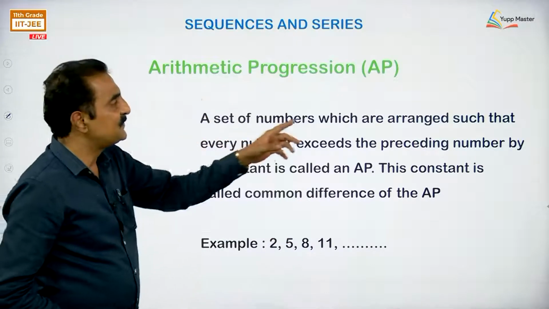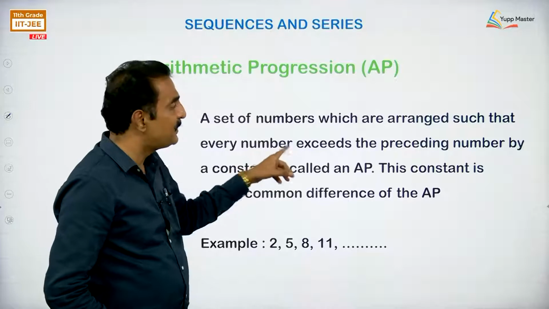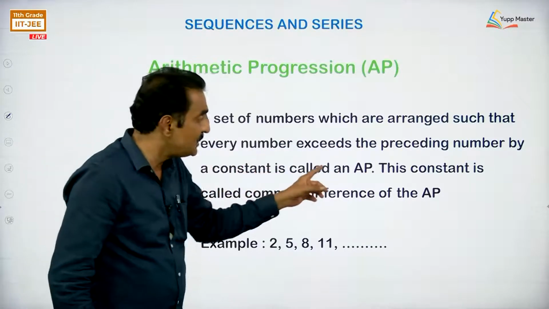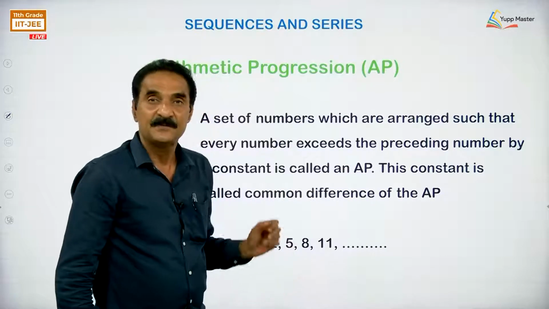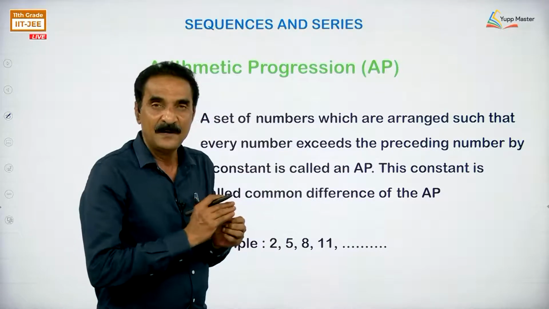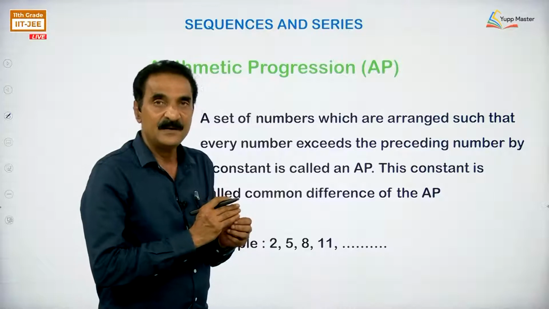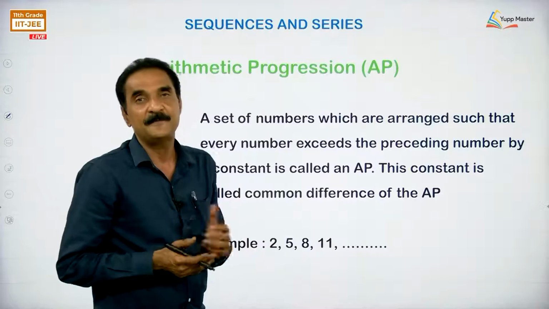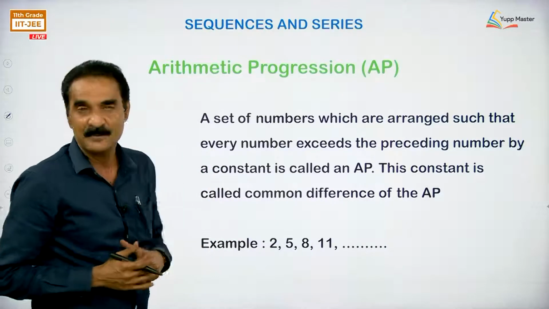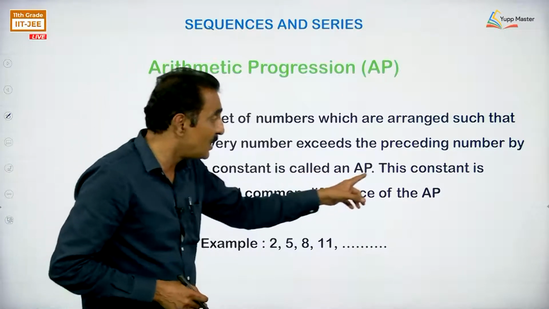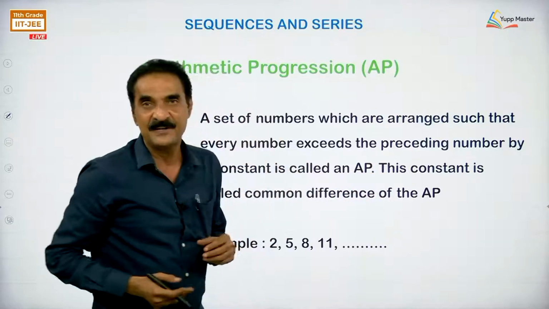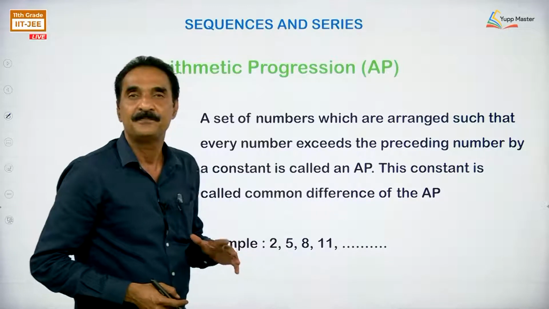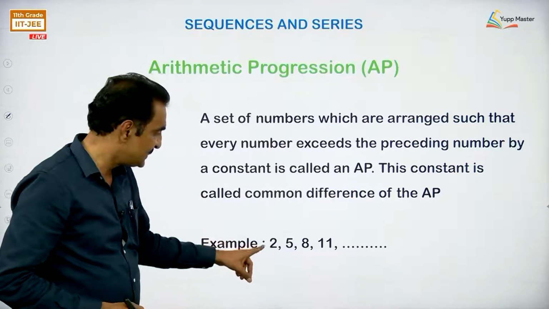A set of numbers which are arranged such that every number exceeds the preceding number by a constant is called an AP. We have seen some examples where every term is some preceding term plus some constant. That kind of terms form an arithmetic progression. And the constant which is being added to every term for getting the next term is called the common difference of the AP.